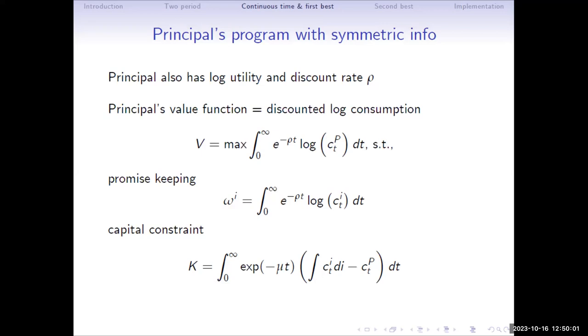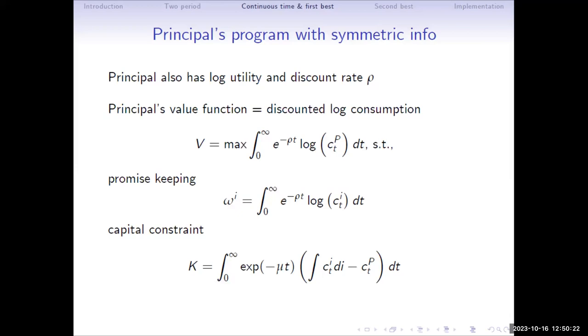So the principal will have to choose to get the highest possible satisfaction, the highest possible V, subject to the promise-keeping condition that we just saw, which is basically telling us what must be given to the agents, and the capital constraint, which is telling us how we can use capital.